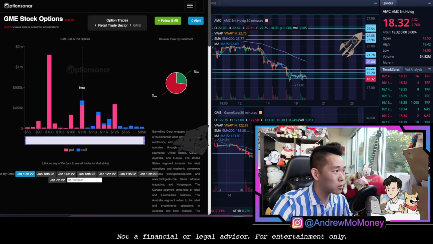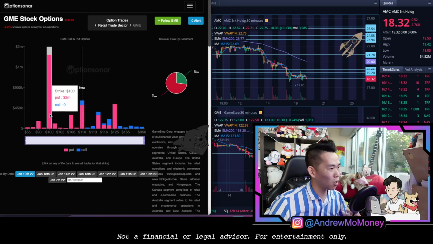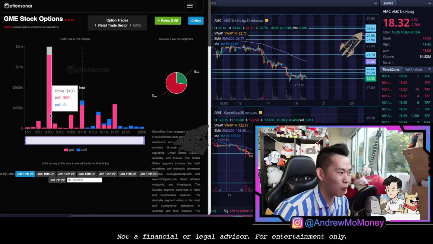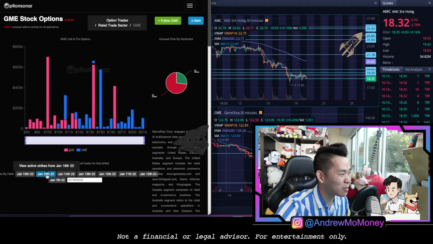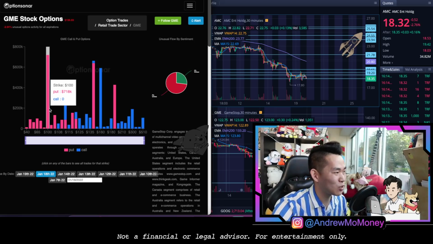Let's talk about AMC and GME suspicious options. For GME, you're looking at a $100 strike, right? That's $2 million right there of today alone. Now, if that's not a suspicious spike, you can take a look historically. We saw this yesterday as well.